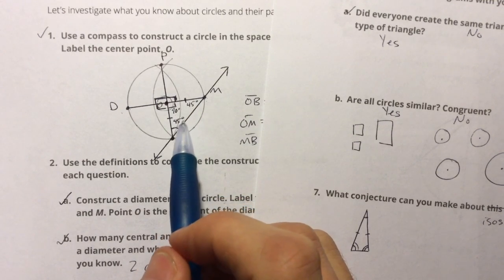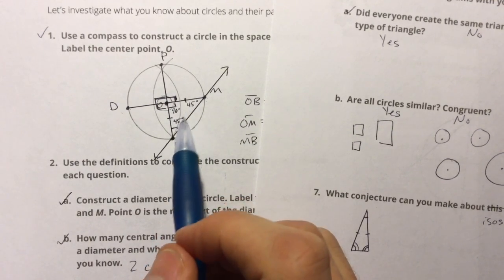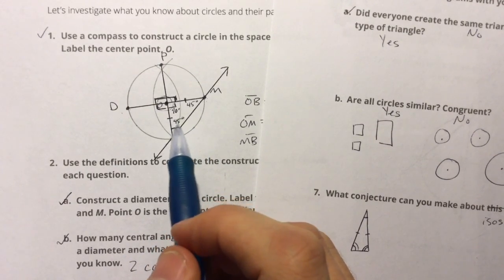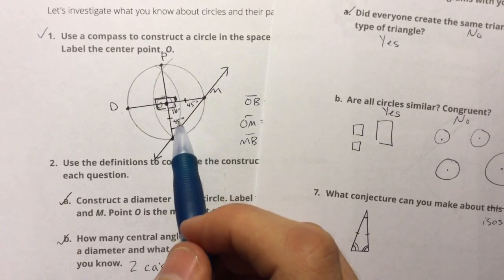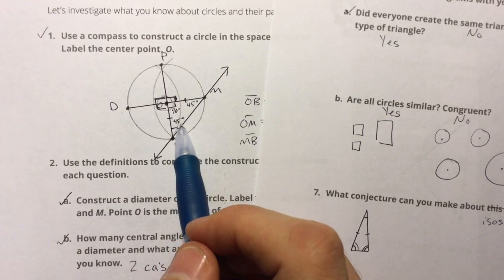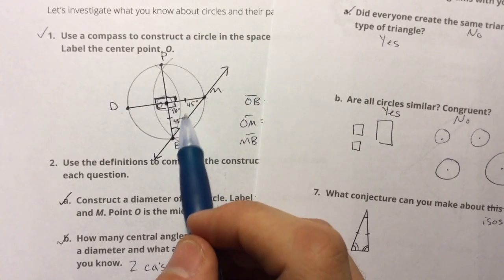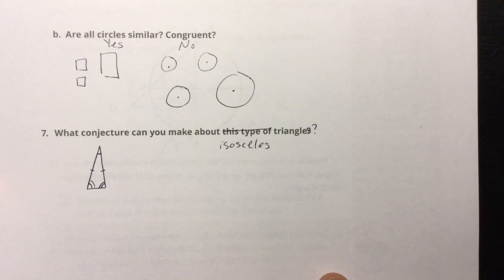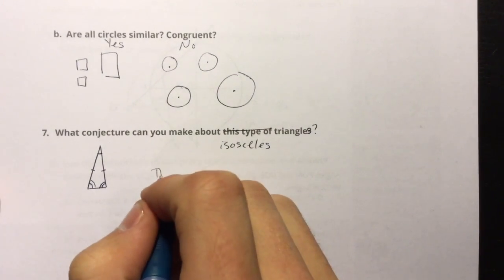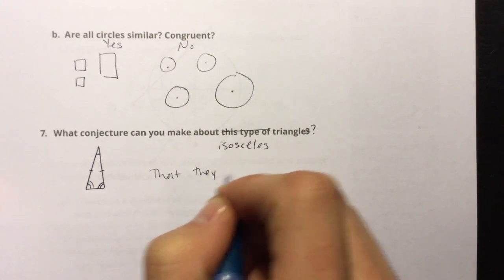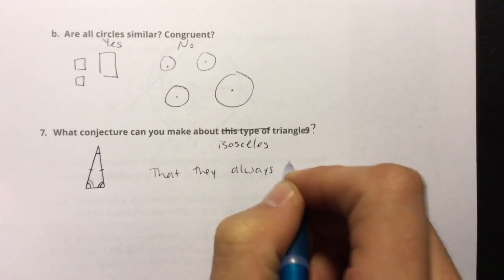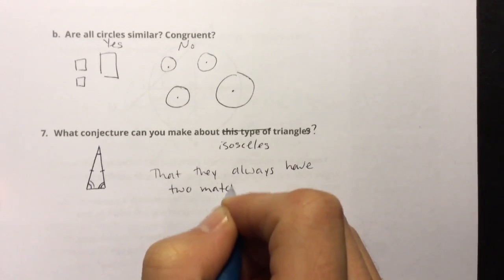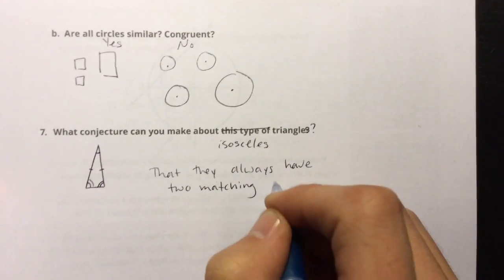But if we were to step back, and instead of looking at the specific angle measures, look at how they are related, we can say pretty safely, and this is actually what they're trying to get at, that two angle measures of every isosceles triangle are going to match. So what conjecture can you make about isosceles triangles? That they always have two matching angle measures.